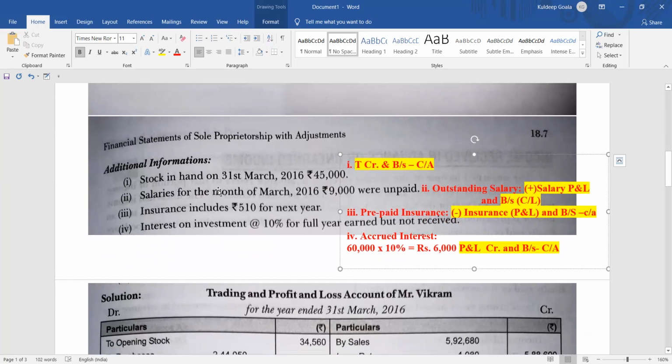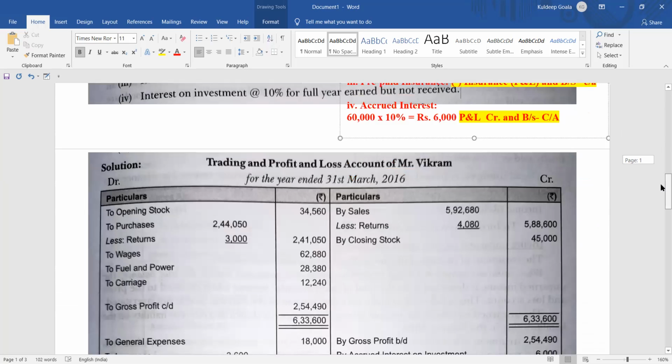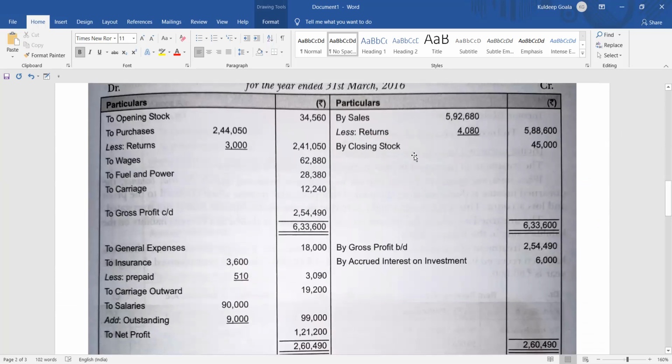In the adjustments, you can see there is one item which will be coming in the trading account credit side, that is closing stock. What is the amount? 45,000, right? So it will come in the trading account credit side as 'By closing stock, 45,000'.